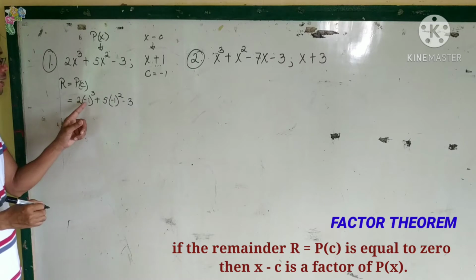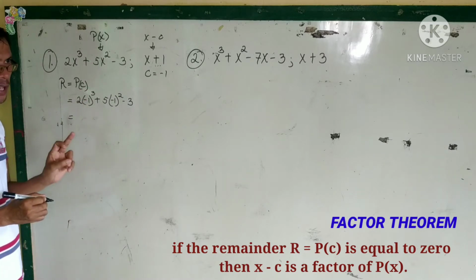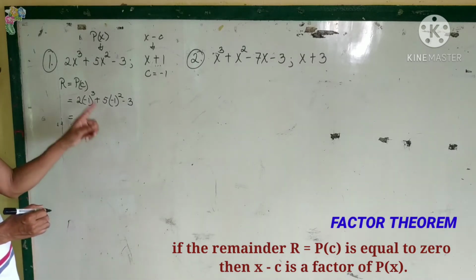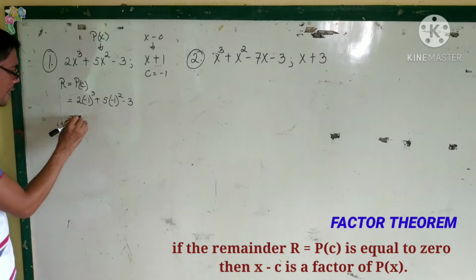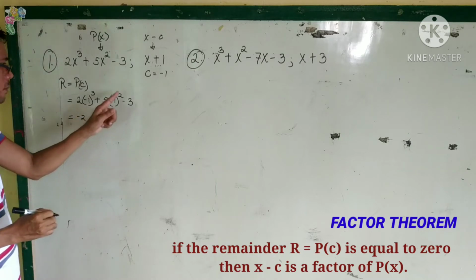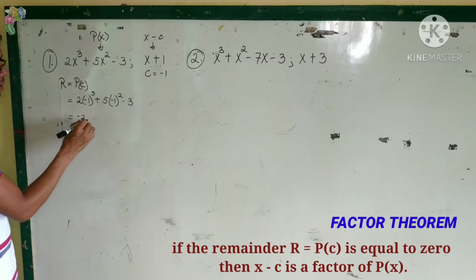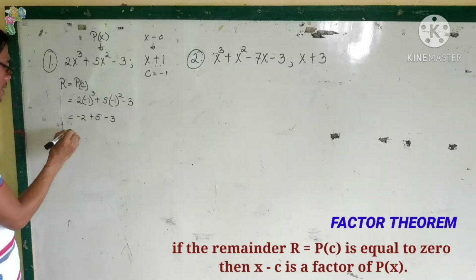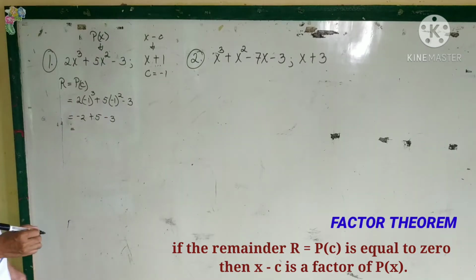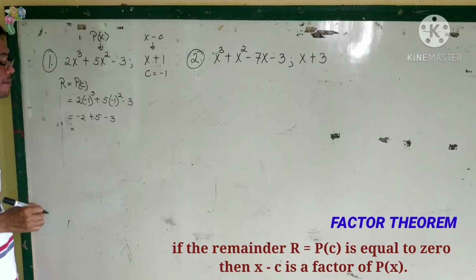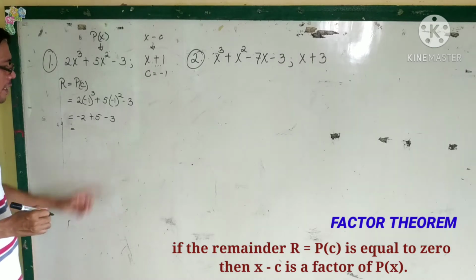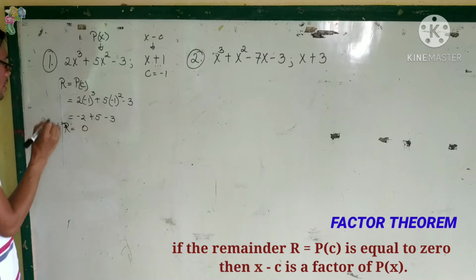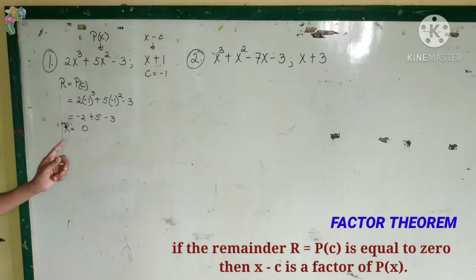Simplifying it further, negative 1 raised to 3: negative 1 times negative 1 is positive 1, times negative 1 gives you negative 1, times 2, so we have negative 2. Negative 1 squared is 1, 1 times 5 is simply positive 5, then minus 3. Applying all the operations, negative 2 plus 5 is positive 3, and 3 minus 3 gives us 0. So the remainder is equal to 0.